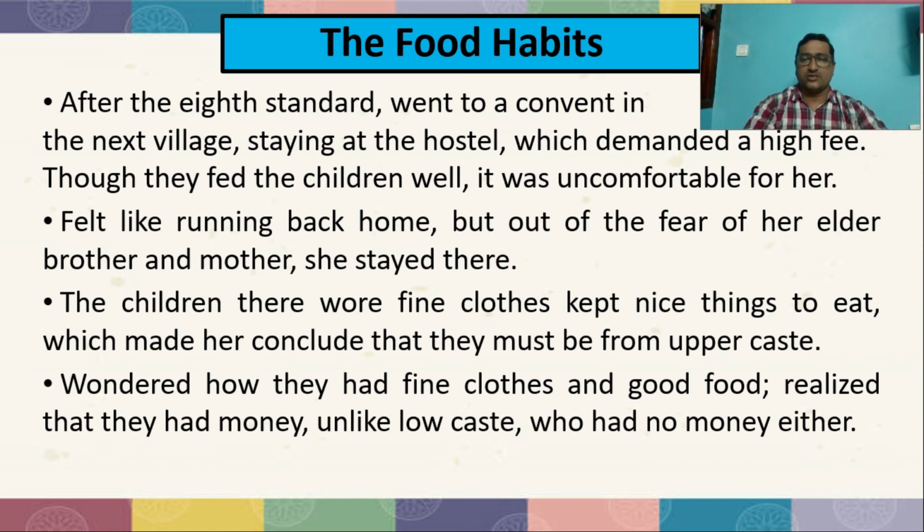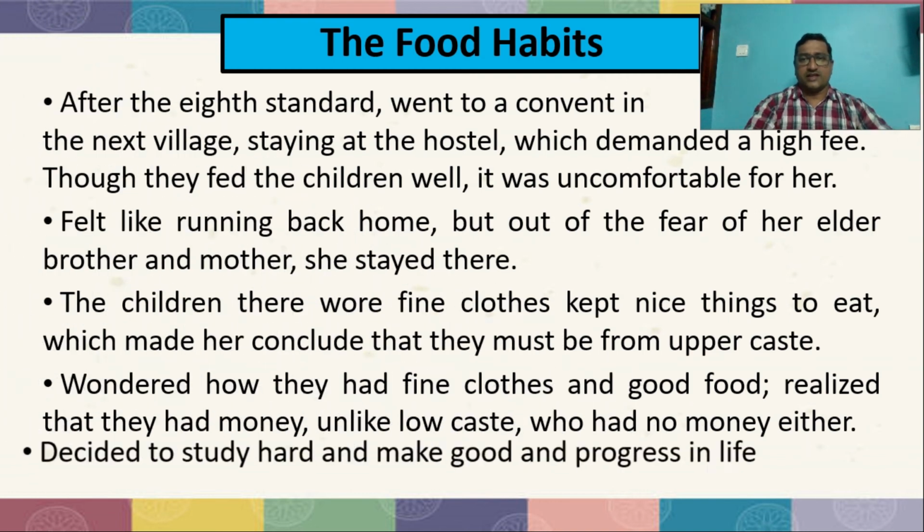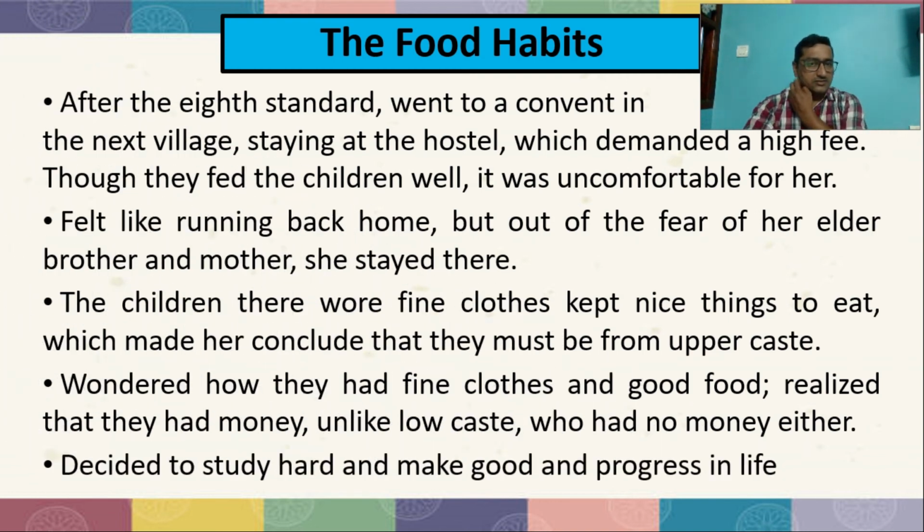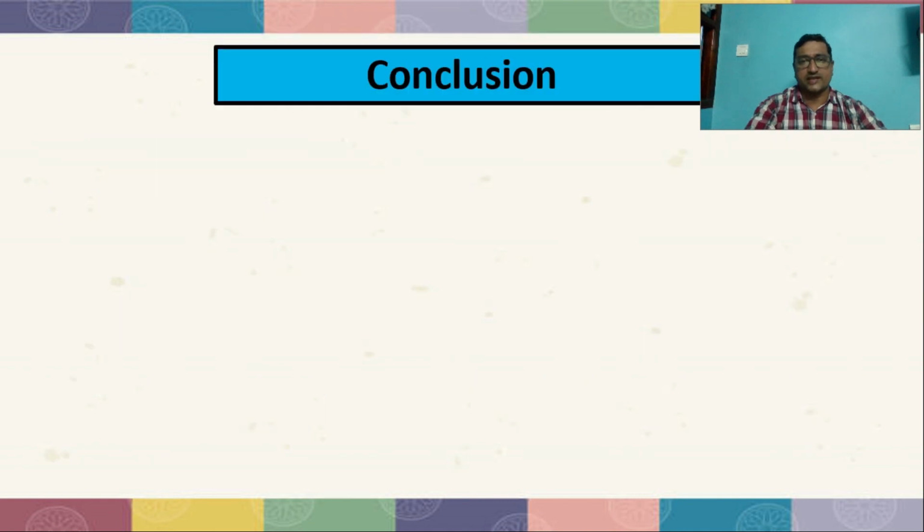Anyhow, then we see she wondered how they had fine clothes and good food, and realized that they had money, unlike the low caste who had no money either. That was the realization: money matters for all these things, and it is money that decides the way of life. So along with the food habit, we are gradually introduced to their social status here, right? So she decided to study hard, because of realizing all these pains, and make good progress in her life.